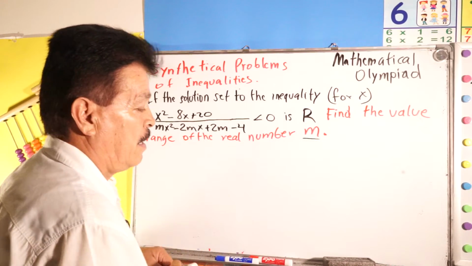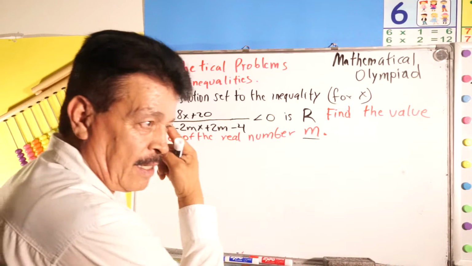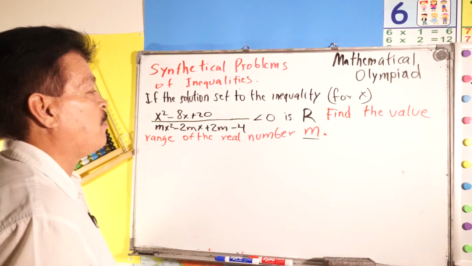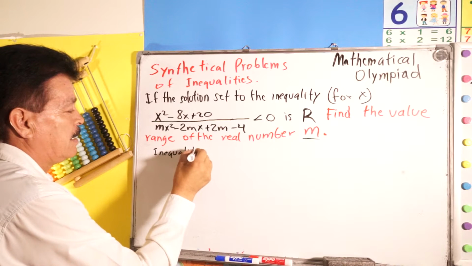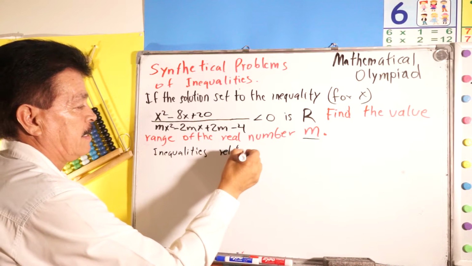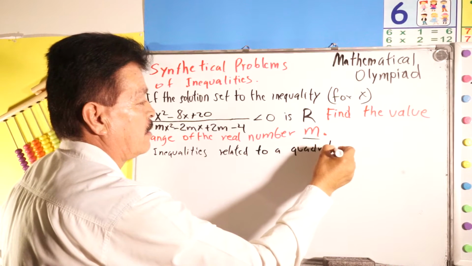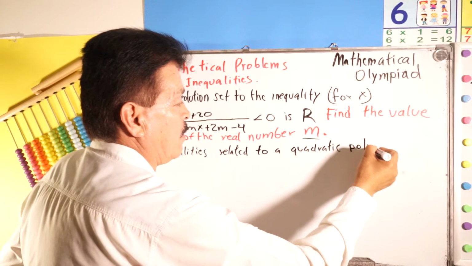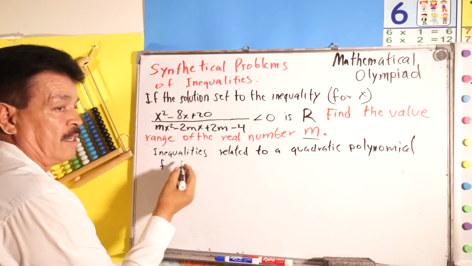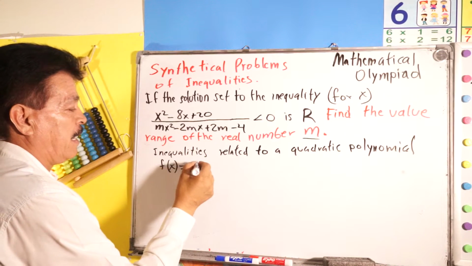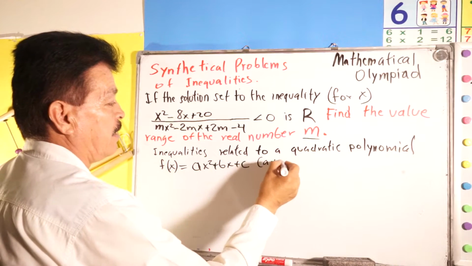Okay. I will explain some clues for the Mathematics Olympiad when you work with inequalities related to quadratic polynomials, like f(x) = ax² + bx + c, when a is different from 0.